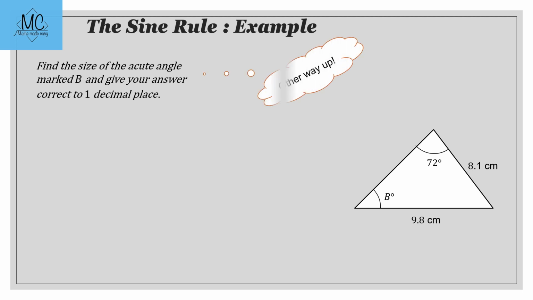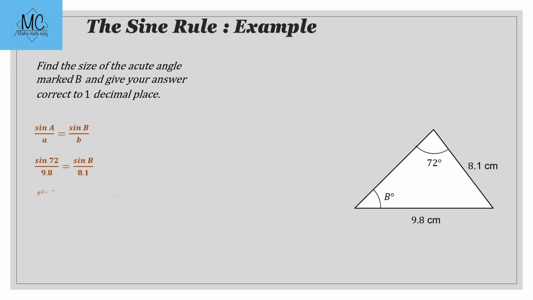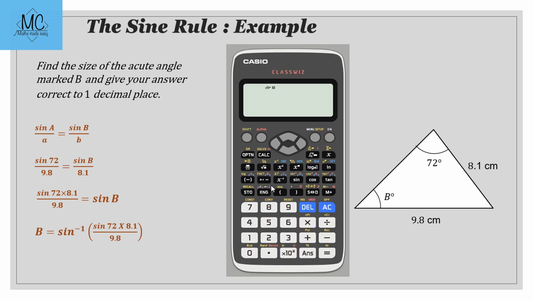So here it is the other way up. It means I have to put my angles on top and the sides down. Input the values as given and find your equation. Once your equation is done, find the answer by putting the same values in your calculator.